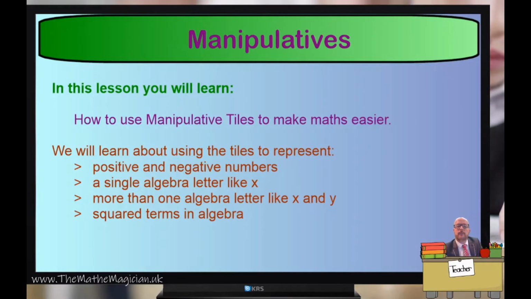Welcome to my classroom. In this lesson you'll learn how to use manipulative tiles to make maths easier. We'll learn about using the tiles to represent positive and negative numbers, a single algebraic letter, like x, more than one algebraic letter, like x and y, and squared terms in algebra, like x squared.